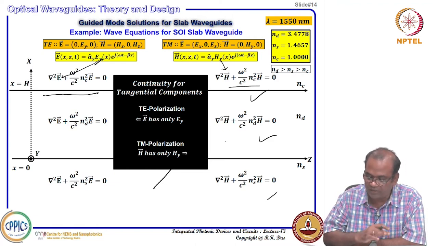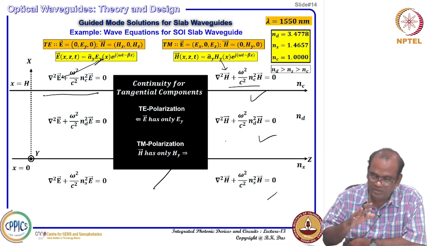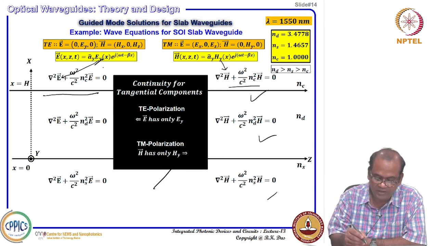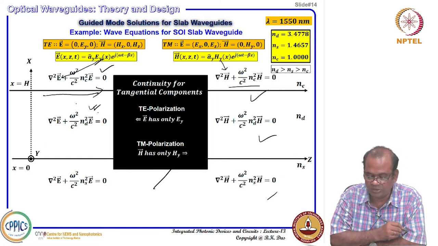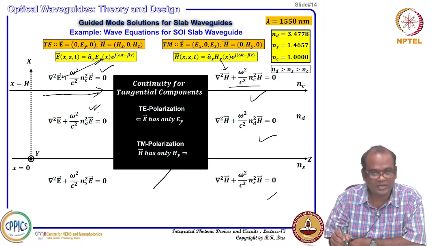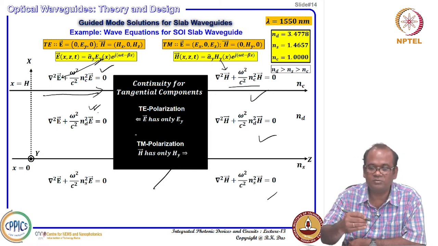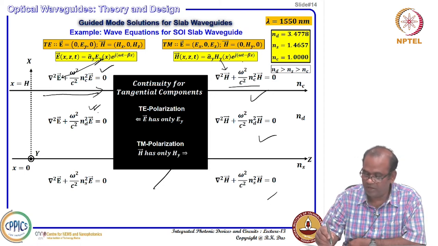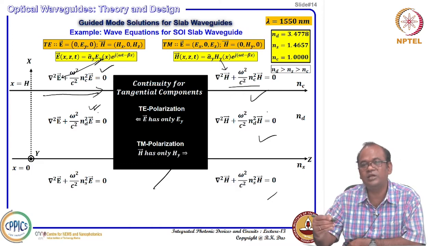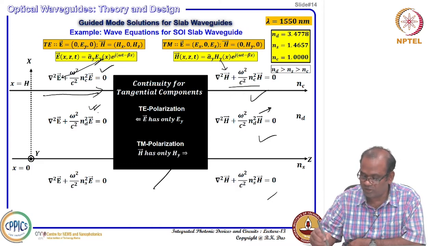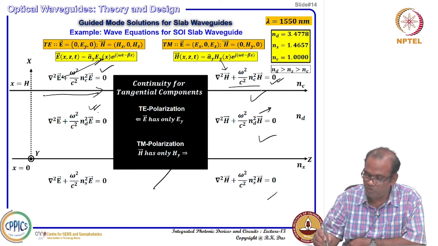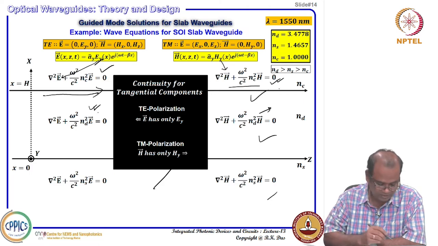So, I am writing the three media separately because if I get a solution here and I get a solution here, I know that this solution and this solution will be the same at the boundary; there will be continuity. For TE polarization, E y is the tangential component, that will be continuous. And for TM polarization, H y is the tangential component, they will be continuous. So, whatever solution I get here for H y, I will get here for H y, and if I put X equal to h, they will be identical.